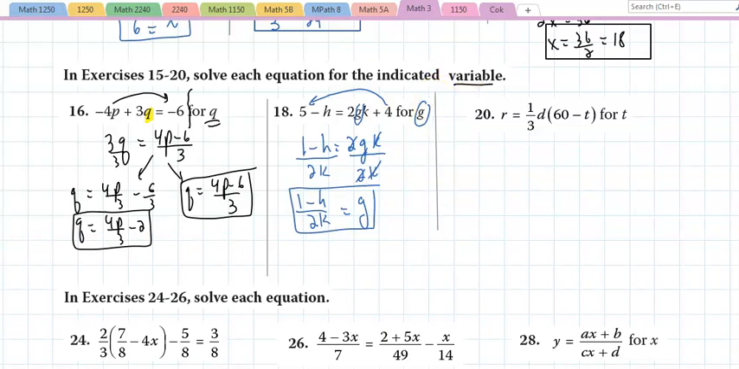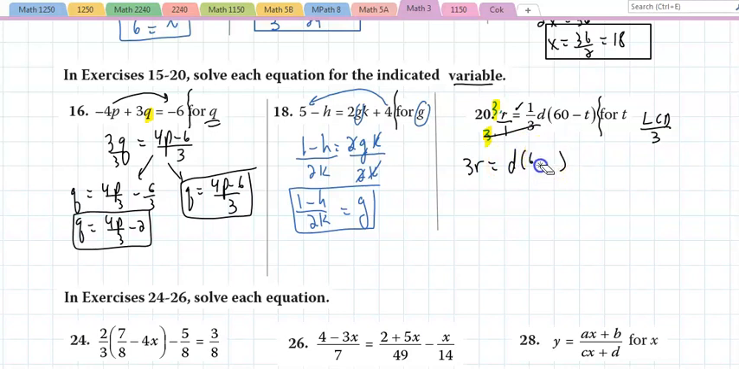If I look at number 20, the first thing that I see is a fraction. This is over 1. The LCD for this problem is a 3. If I multiply the 1 by 3, now they both have it. Whatever you multiply the bottom with, you multiply the top with, a ratio of 1. It's an equation, so I ignore the denominator. This says 3r equals d into 60 minus t.